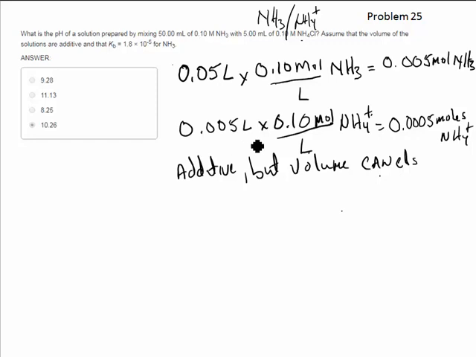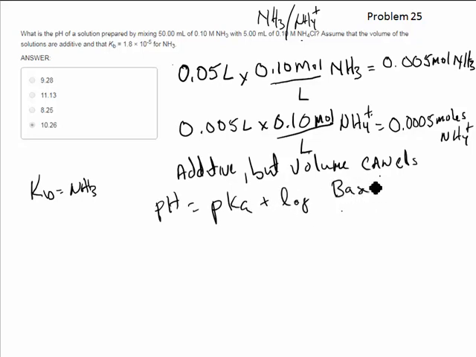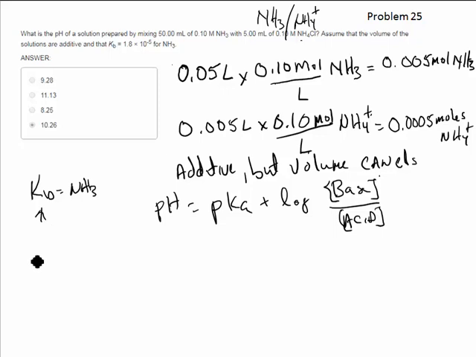So we figure out how many moles of that we add, and then it tells us that these are additive. So we've got this many moles in 50 milliliters, this many moles in 55 milliliters. It's still going to be the same thing, except what's different here is it gives us the Kb for ammonia, and in Henderson-Hasselbalch we have to use the Ka. So it's equal to the pKa plus the log, still the base concentration over the acid concentration. But we have to calculate this Ka because we're just given the Kb.